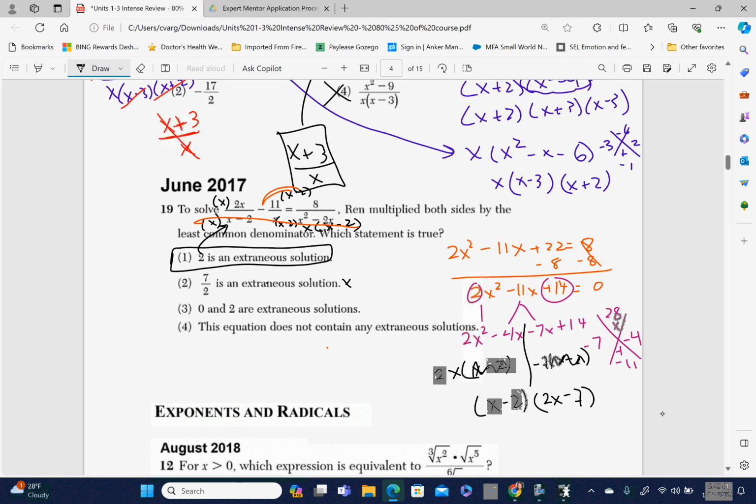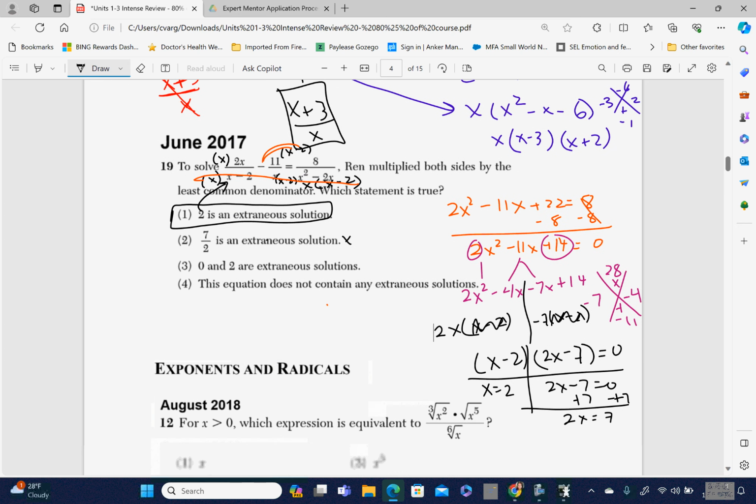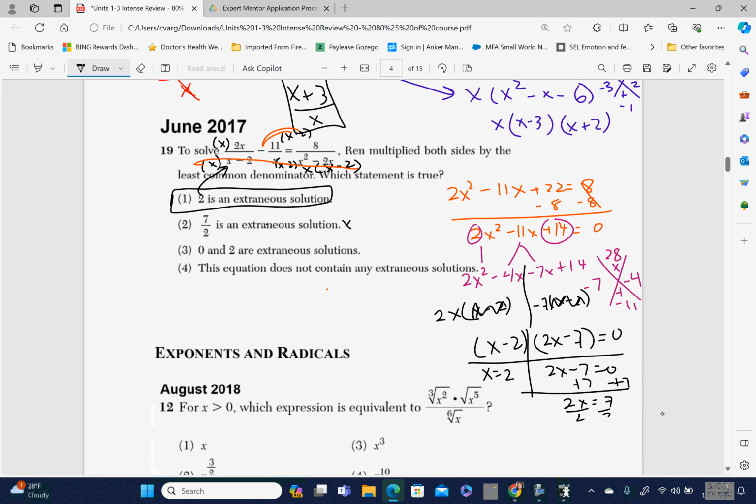So here are my factors, and now I'm going to set them equal to 0. I get x equals, change the sign here, x equals 2, which is one of my answers. Then I have 2x minus 7 equals 0. Add 7 to both sides and I get 2x equals 7, and this is where my 7 halves comes in. Divide both sides by 2, and I get x equals 7 halves.